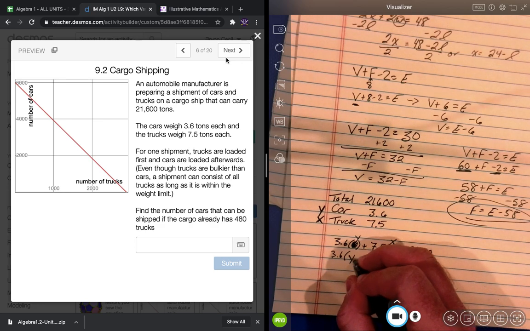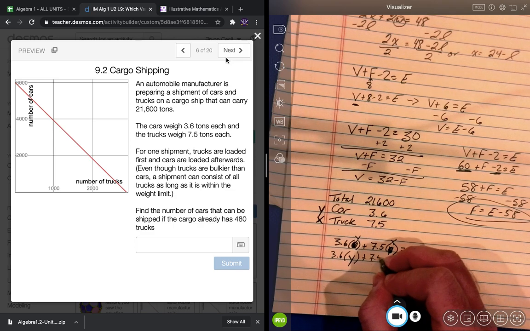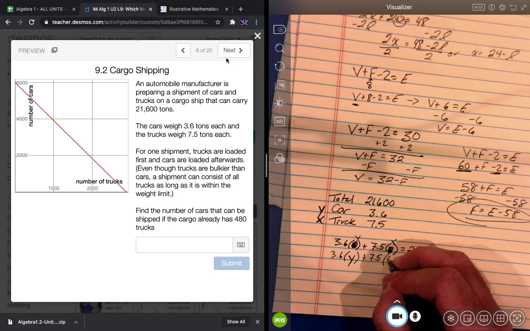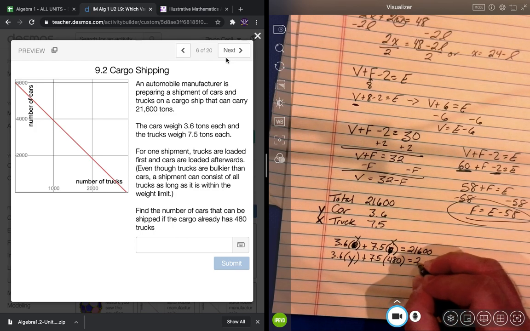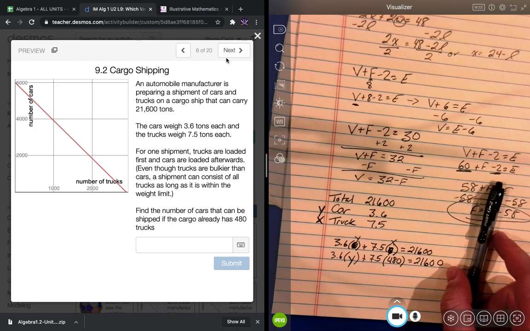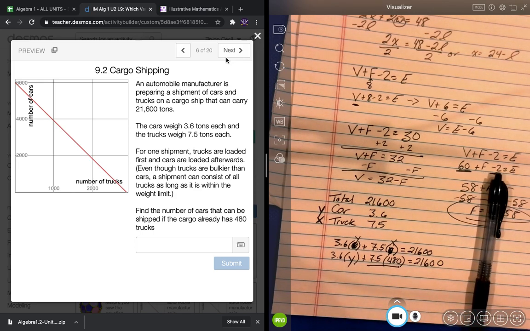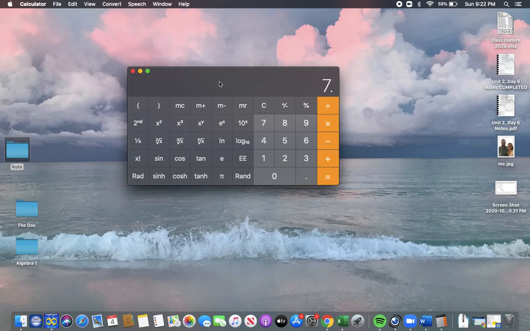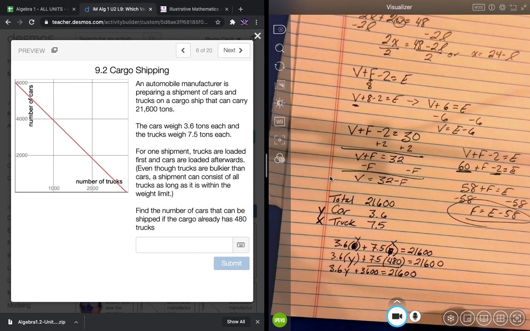So I'm going to come over here. The car now is unknown plus the 7.5. Now we already know that there are 480 trucks, and that's going to equal this. So our first step is to multiply 7.5 times 480. I get 3,600. So now I'm going to have 3.6y plus 3,600 equals 21,600. Okay, here's my new equation.